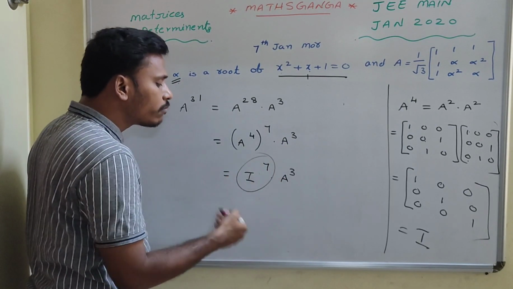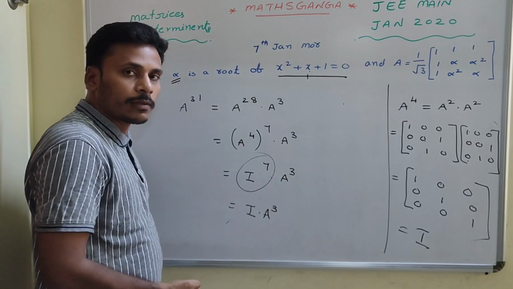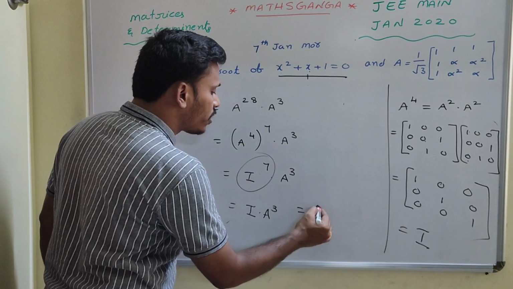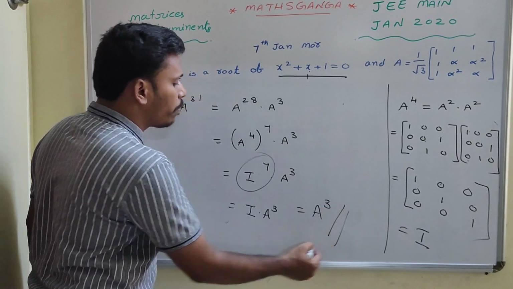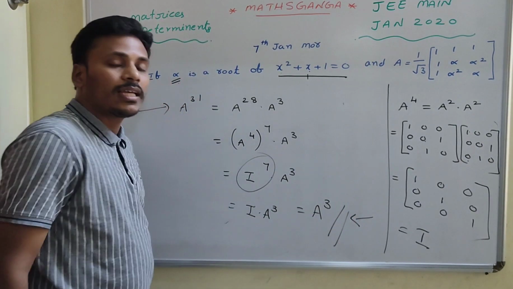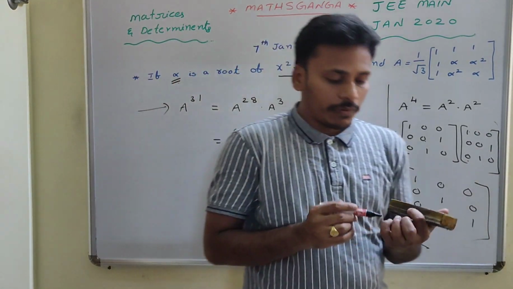Yeah, A power 4 is identity, to the power 7, and this is A cube. Identity to the power of any number always gives us again the identity matrix, into A power 3, and the multiplication of identity with any matrix still leaves the same A power 3. At the end, this A power 31 is nothing but A power 3, and your answer for this problem is A power 3.